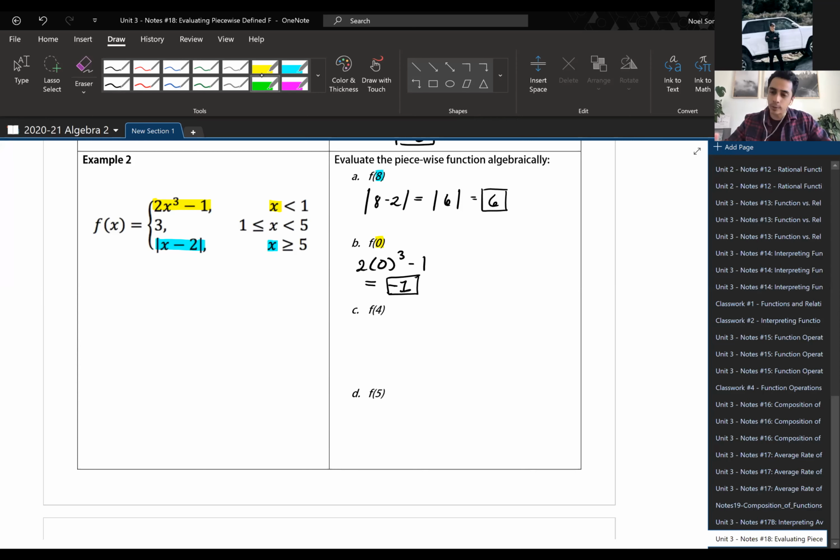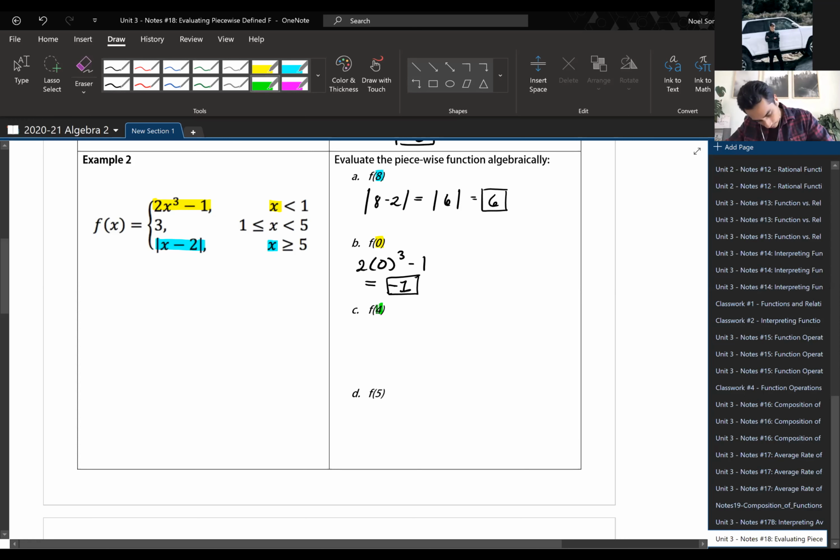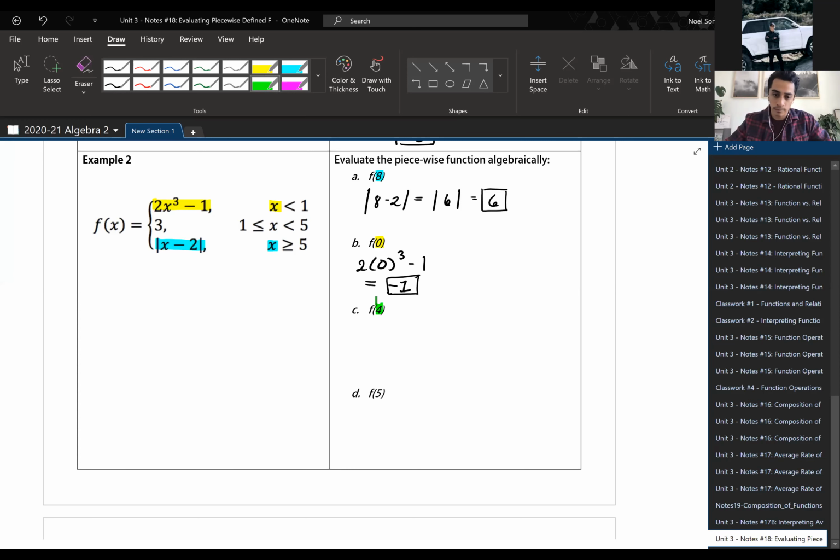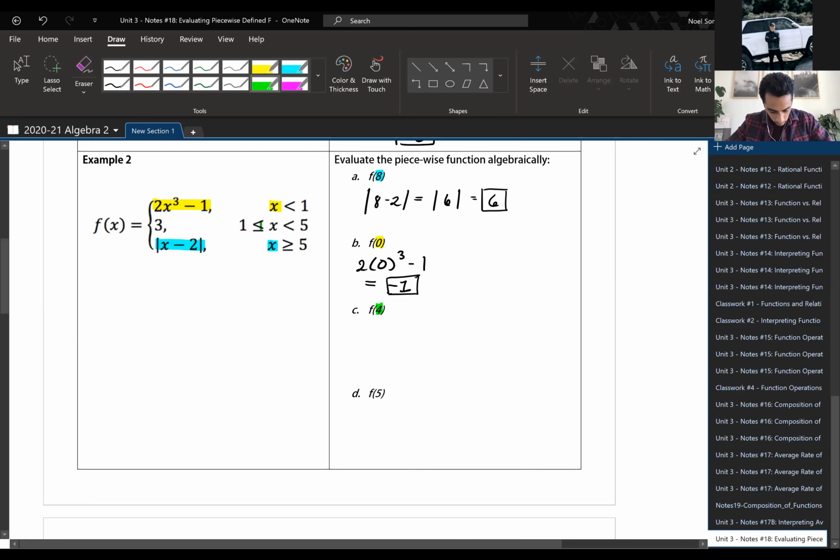All right, here's one that can be slightly tricky sometimes. There's my input, it's 4. Where does that fit best? Which domain? Second one, right? Because 4 is greater than or equal to 1, but also less than 5. So it fits best into this domain. What's my output?